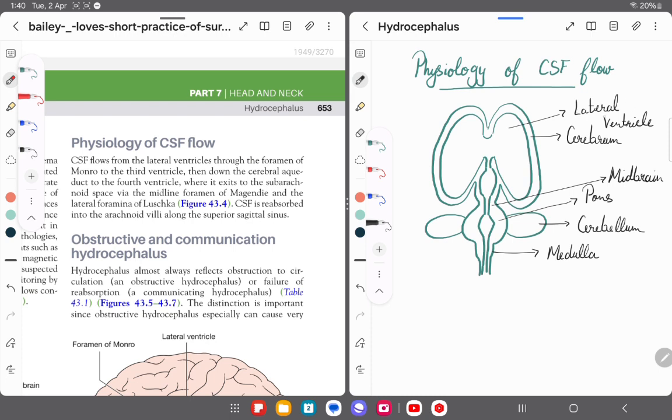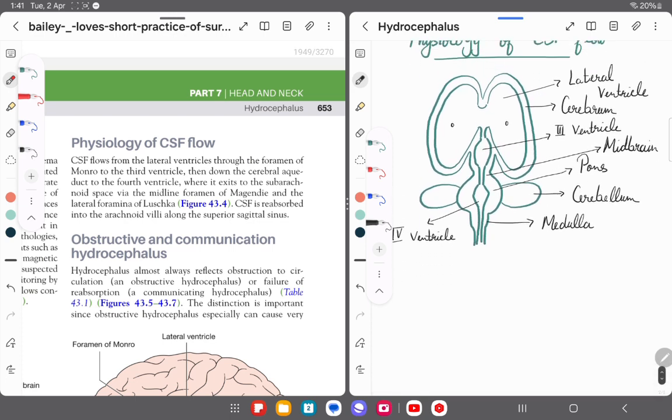So what we are interested in is the ventricular system. These are the lateral ventricles, the lateral ventricle, the lateral ventricle. This is the third ventricle. And here, the diamond shaped structure is the fourth ventricle. And they all drain downwards into the fourth ventricle. So let us know the circulation of CSF.